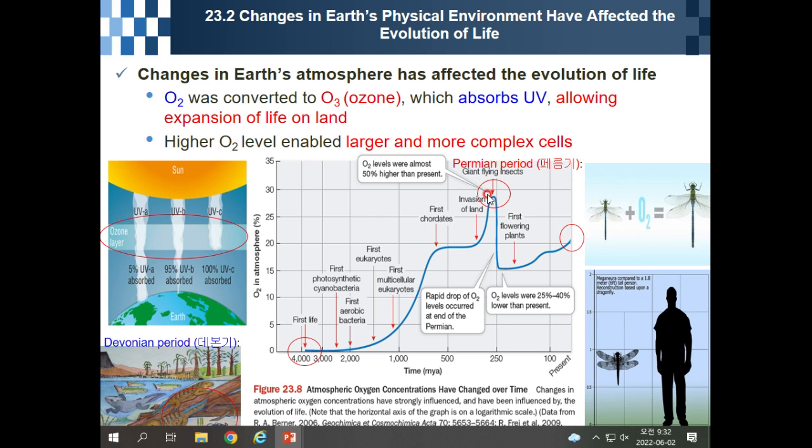Okay, at that time, it made large insects like this. The size looks nearly like a human. At that time, there were lots of large animals like this. Why? Because at that time, the oxygen level was very high.